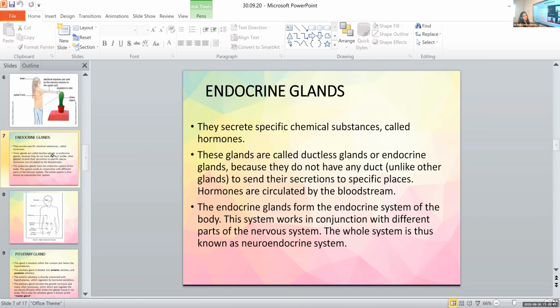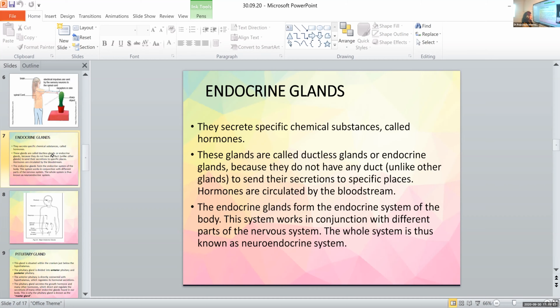Just like we directly inject certain things into our bloodstream, similarly the endocrine glands give out their secretions, which are called hormones. The chemical substances that endocrine glands produce are called hormones, and these hormones are secreted directly into the bloodstream. That is what makes the endocrine glands different from the other glands. These glands are called ductless glands or endocrine glands because they do not have any duct, unlike other glands, to send their secretions to specific places. Hormones are circulated by the bloodstream. The endocrine glands form the endocrine system of the body.